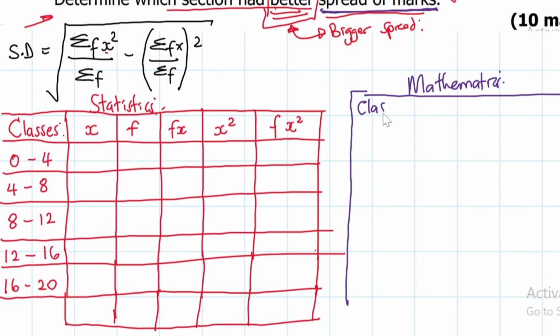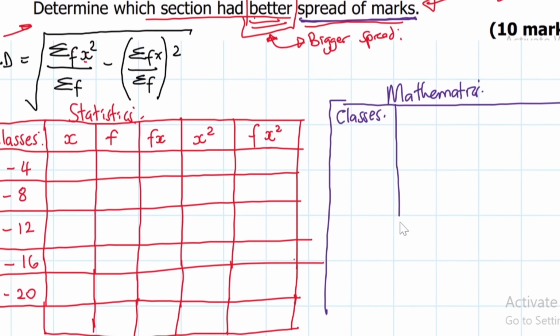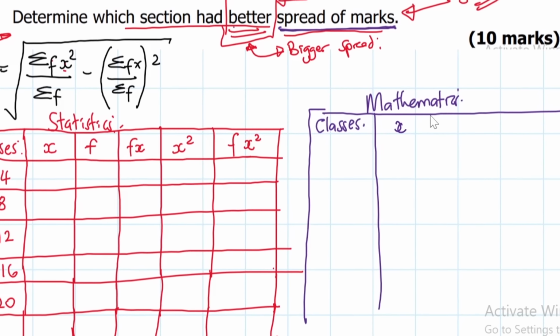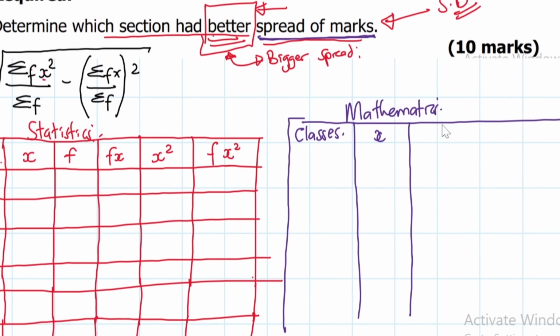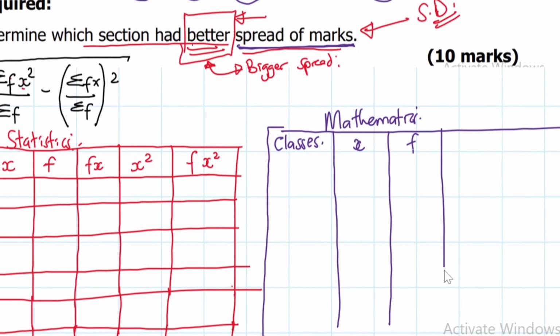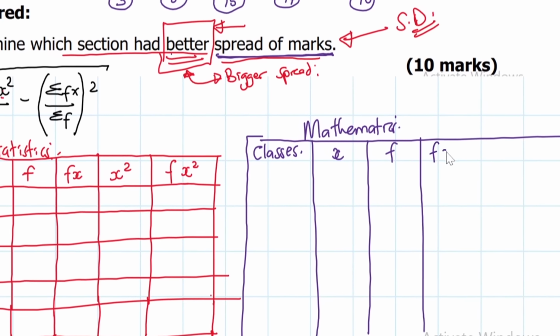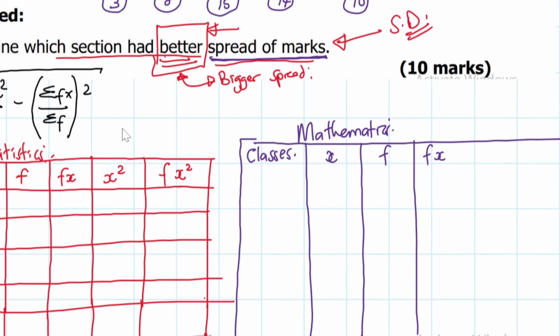So we begin with our classes. Okay, then we have our value of x. Then we have the frequency, f times x. We are doing f times x because it's required in the formula up here. Then we shall also do x squared because it's in the formula. Then we also need f times x squared, like that.